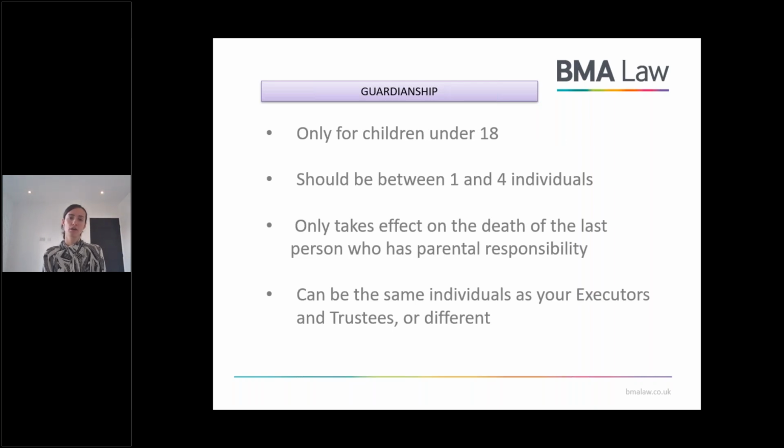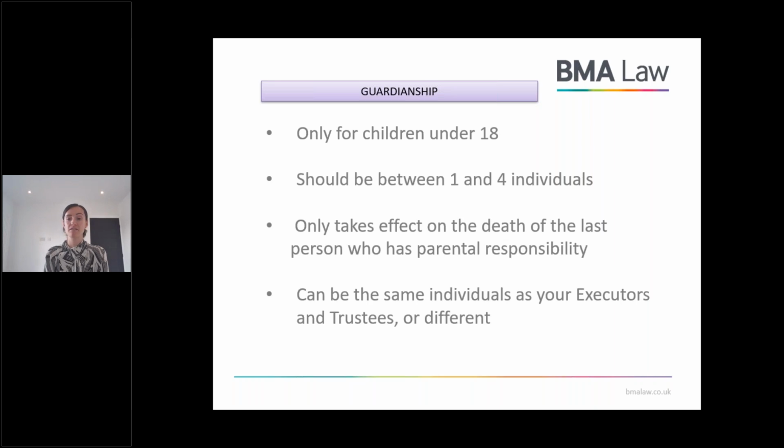Turning to a further provision in your will, guardianship. So you can include provision about this for children who are under 18. Now we advise clients that you should consider appointing between 1 and 4 individuals. And just so it's clear, it only takes effect on the death of the last person who has parental responsibility.